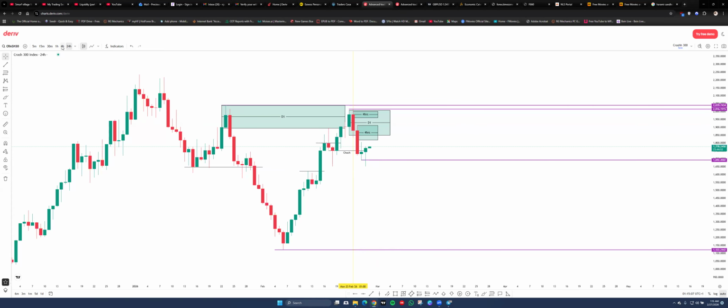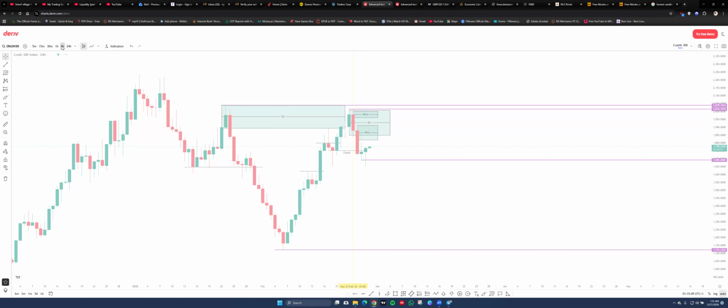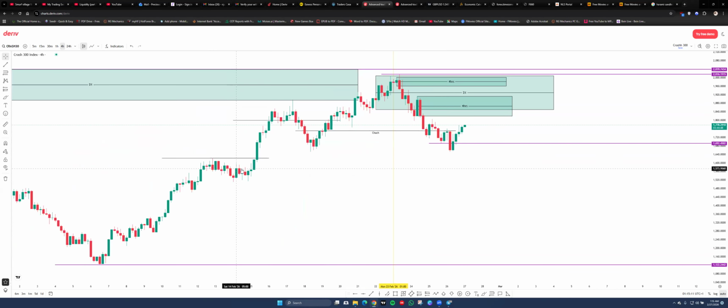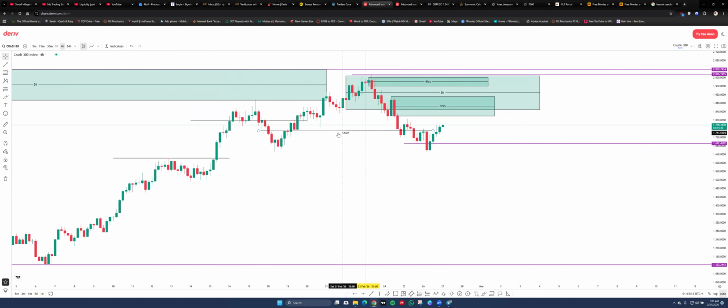So at this point, we go into 4 hours. Now in 4 hours, this is where the break of structure actually is, or the change of character in 4 hours, which still corresponds to what we're looking at, right?